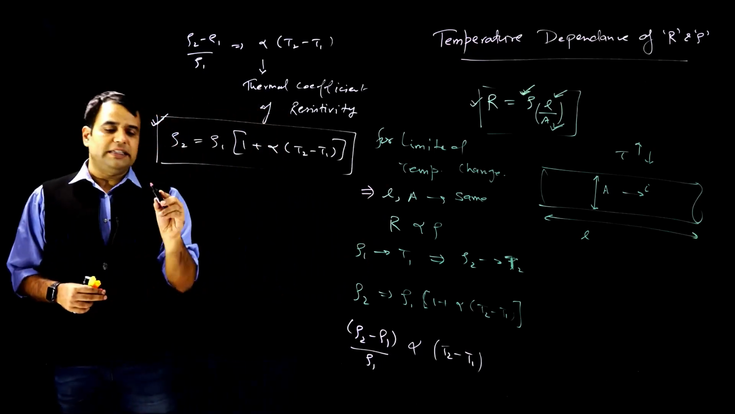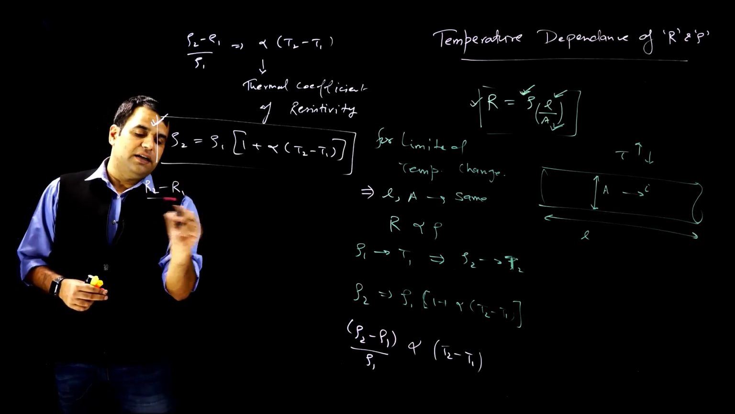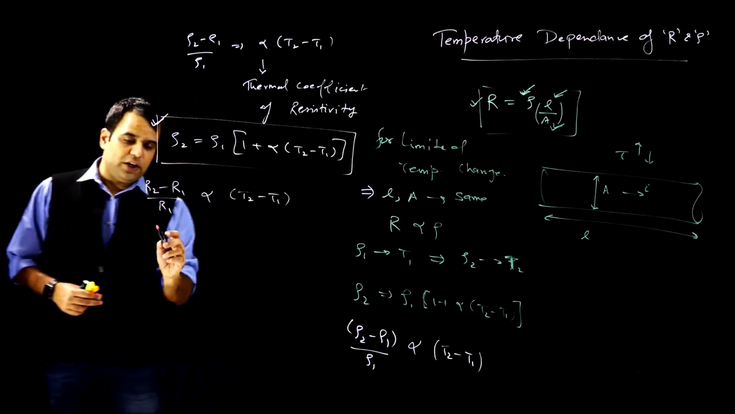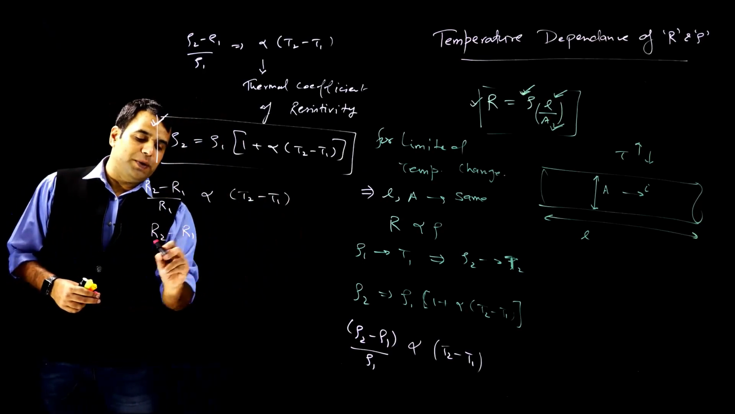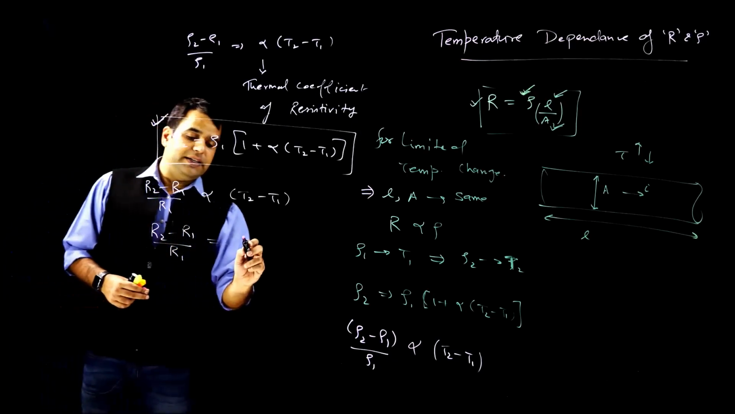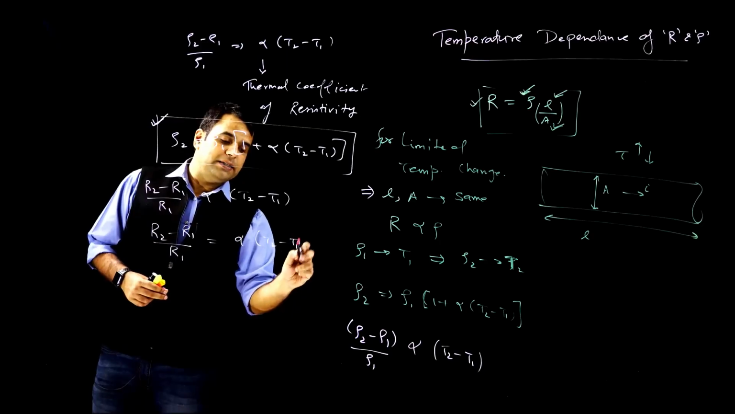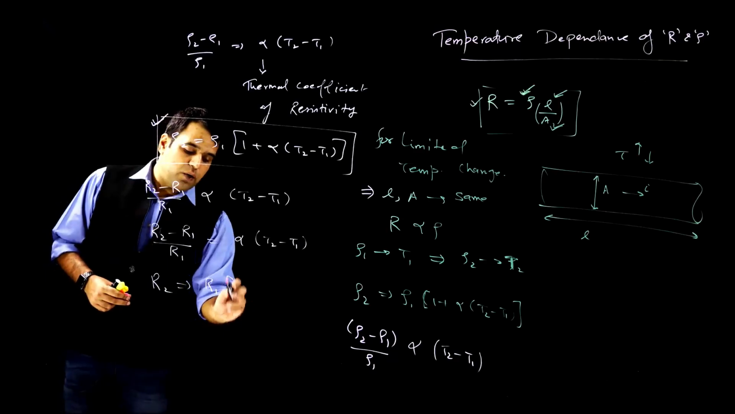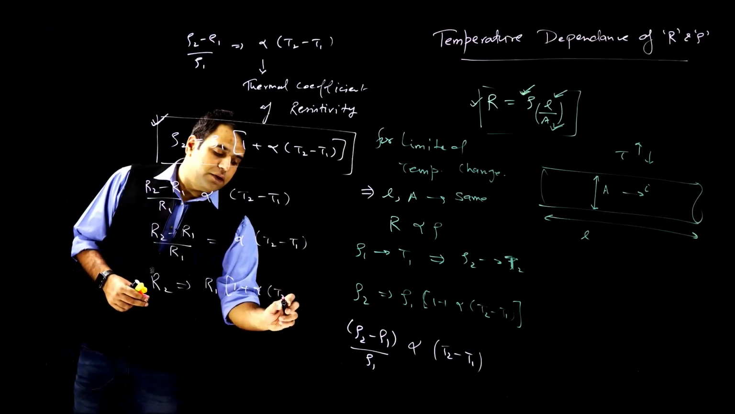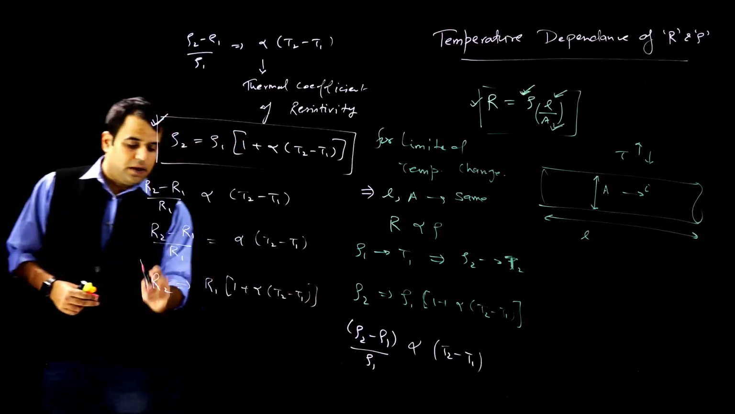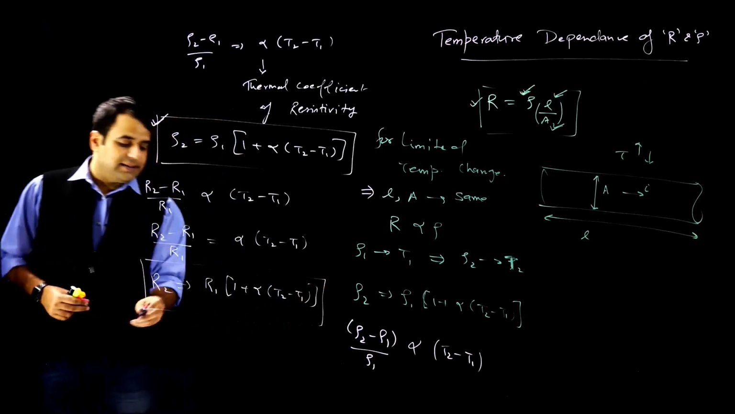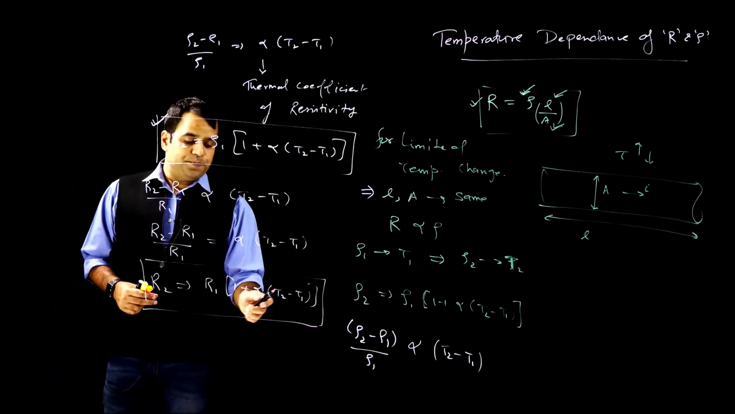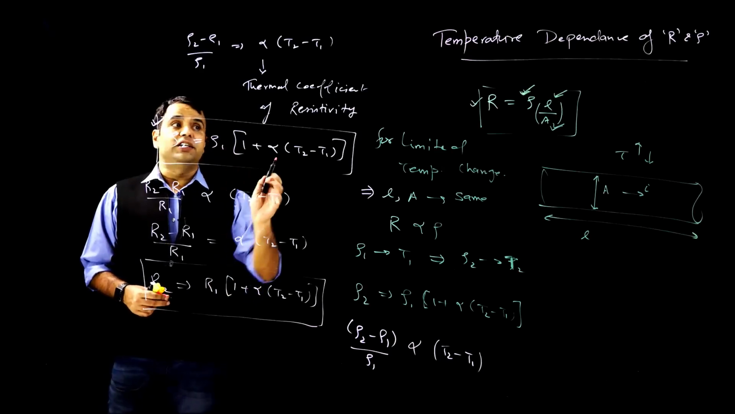So similar to the resistivity, the fractional change in resistance is also proportional to temperature change. And the proportionality constant, when you introduce it, comes out to be the same as for the resistivity. So it becomes alpha times (T2 − T1). Upon simplifying, you get the formula that R2 is equal to R1 times (1 + α(T2 − T1)), where R1 is the resistance at temperature T1, R2 is the resistance at temperature T2. Alpha is the thermal coefficient of resistance this time.